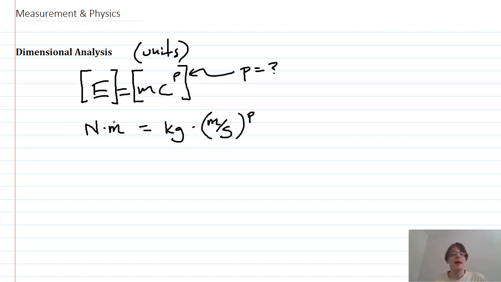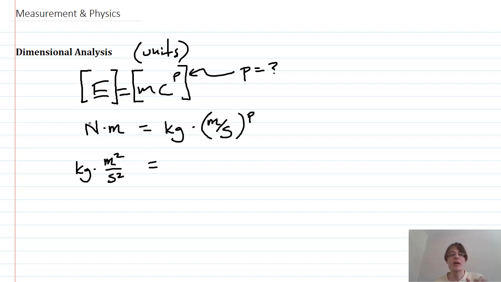All right. Now, I need to break down the units further because newtons, that's not a fundamental unit. Newtons, remember, are determined by mass times acceleration. So newtons really means kilograms multiplied by meters over second squared, multiplied by the other factor of meters gives me meters squared over second squared. Okay, now I can compare the left and the right side.